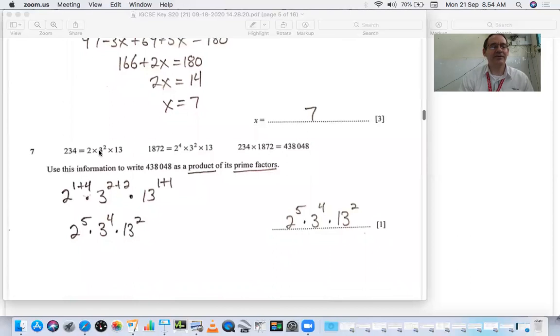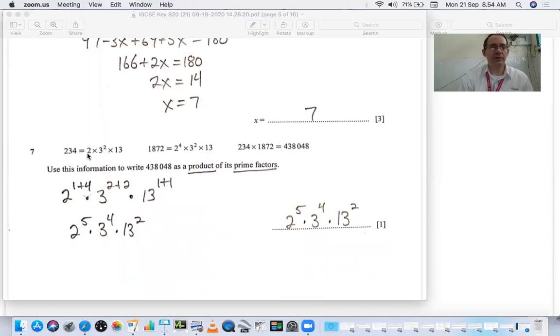Down here, they give us these prime factorizations of 234 and 1,872. So then if you multiply the 2 together, you get 438,048. Use this information to do a product of prime factors for the 438,048. Well, that just means we're combining our prime factors of those 2 factors.